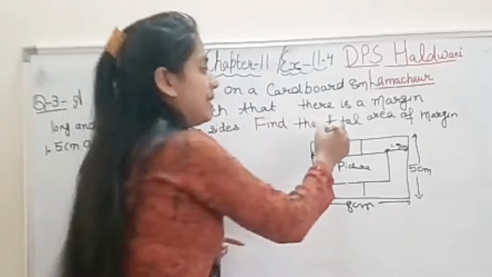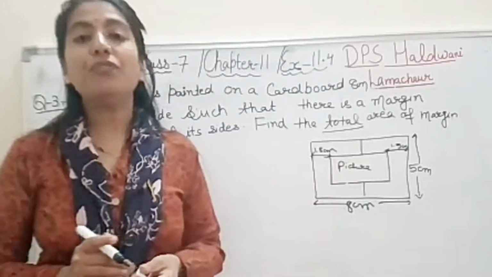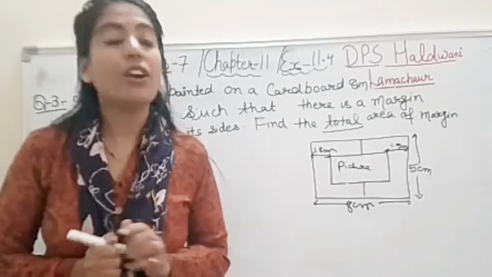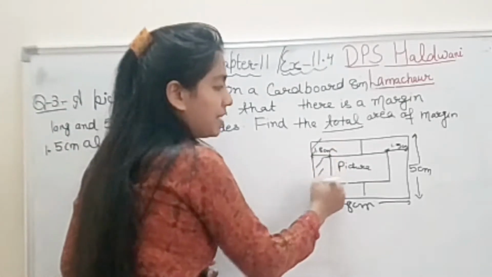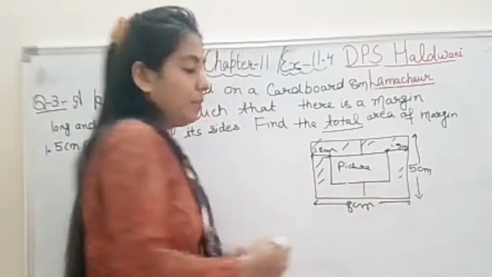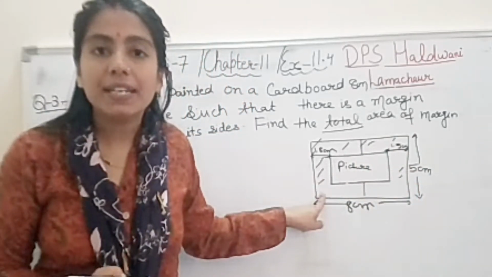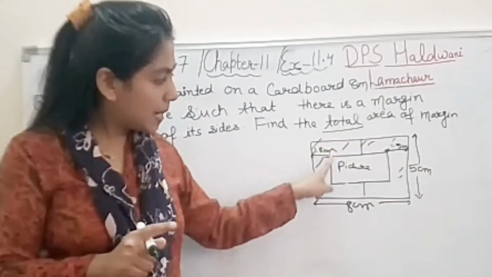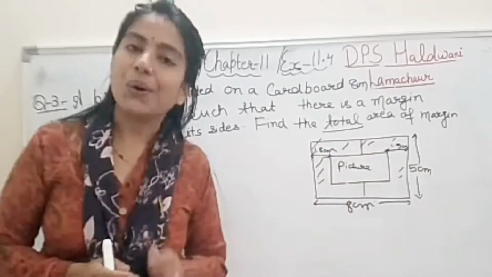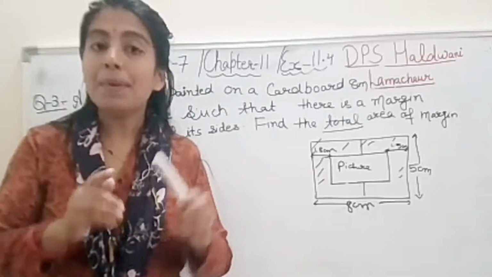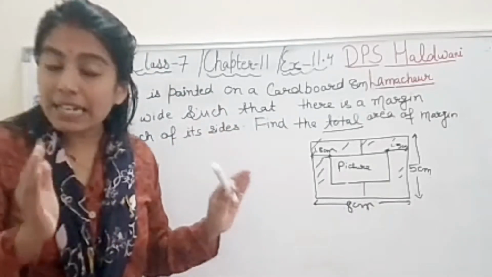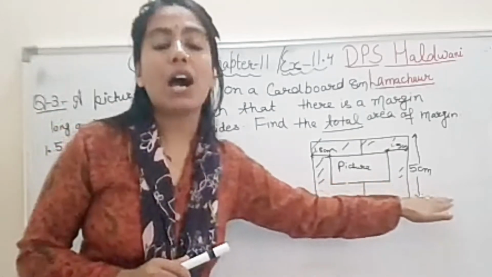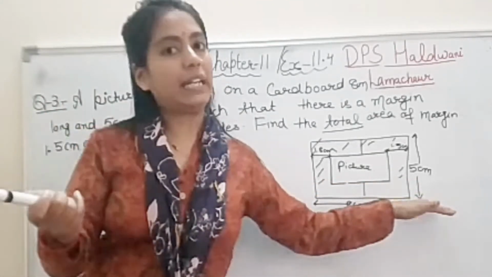Now student, you will see this says total. It doesn't mean you will add the areas. No. What is the question? What is the total area of margin? What is this margin area? So how will you find this margin area? The outer cardboard area minus this picture area. Got it student? The question is the same but the wording is different. Understand it. Okay?